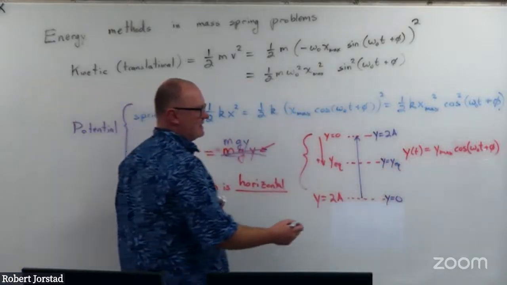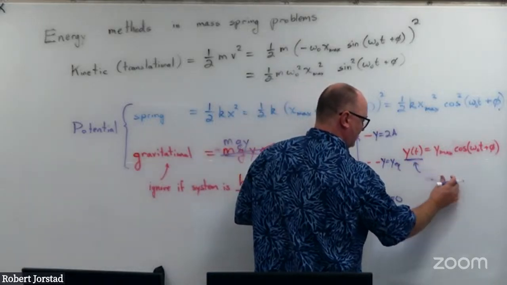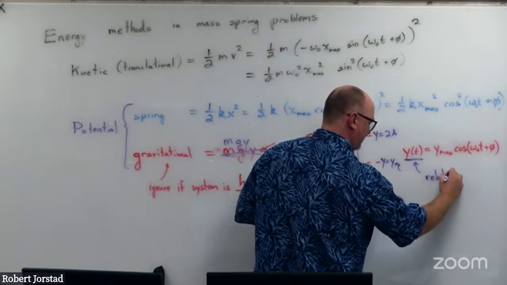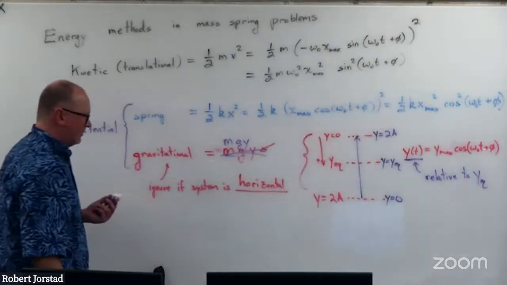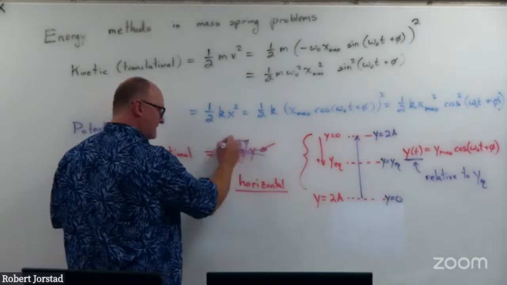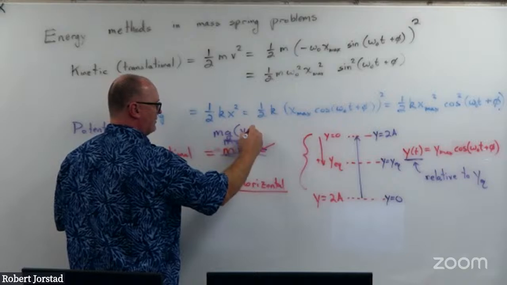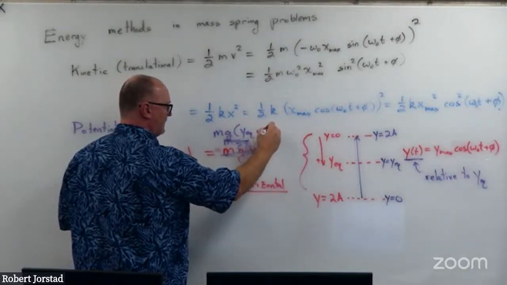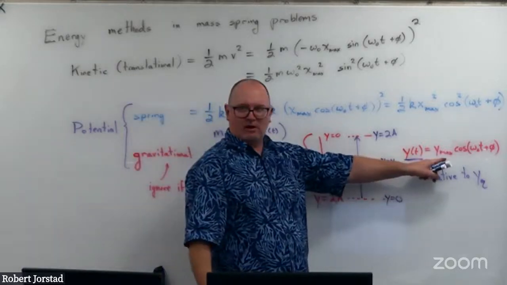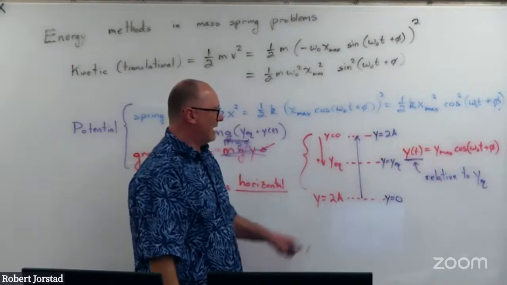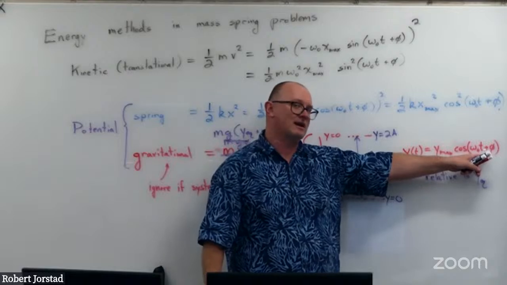Notice that this equation right here is relative to y equilibrium. So if you want to use it over here, this still won't work. We should use mg times y equilibrium plus y of t, where y of t is this goofy equation. Now, you might be saying, well, I like when we started this at the top. You can always fix that by using a phase angle of 180 degrees or 90.